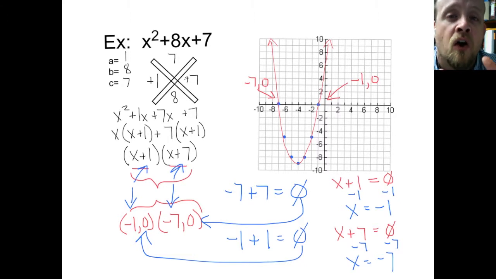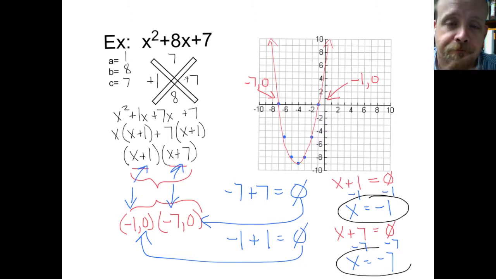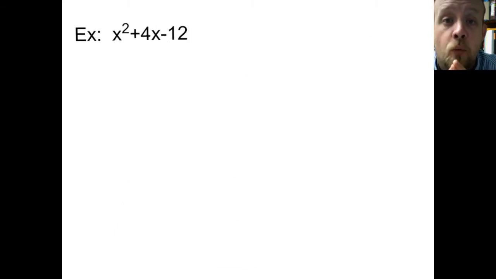And those are our factors, or our zeros. X equals -1 and x equals -7. Those are the points where the graph is equal to 0 and where it crosses the x-axis. Let's test this out one more time.